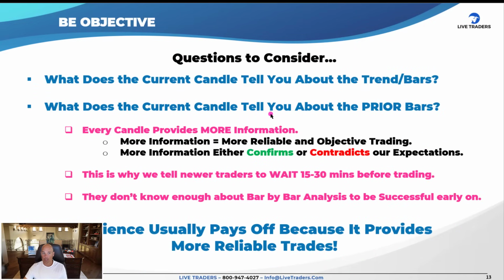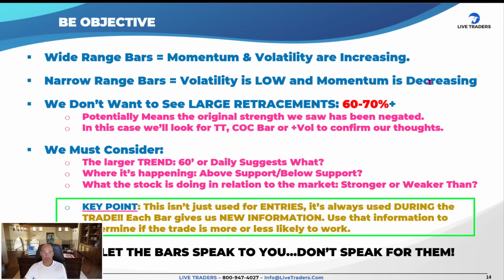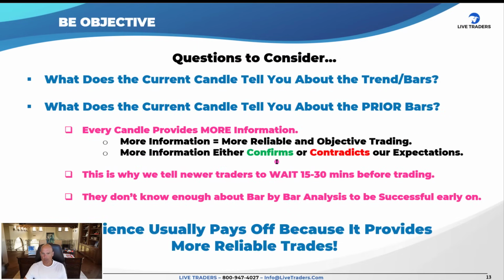Remember, considerations. What does the current candle tell you about the trend and the bars? Not only the current bar and the current 5-minute trend, but the higher trend too. Okay? And last, remember what's supposed to happen. We have talked about it several times today. It's either confirming or conflicting with your expectations. We talked about this. Confirming or contradicting your expectations.